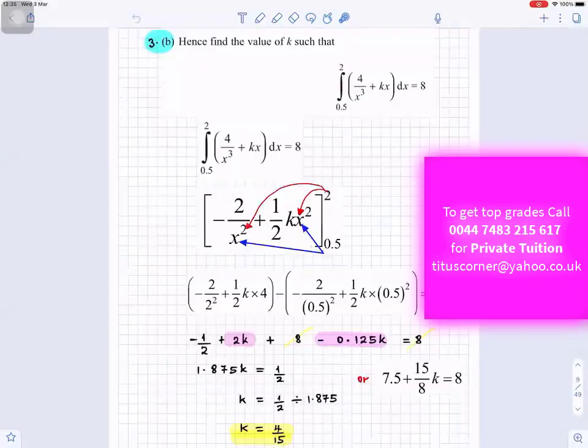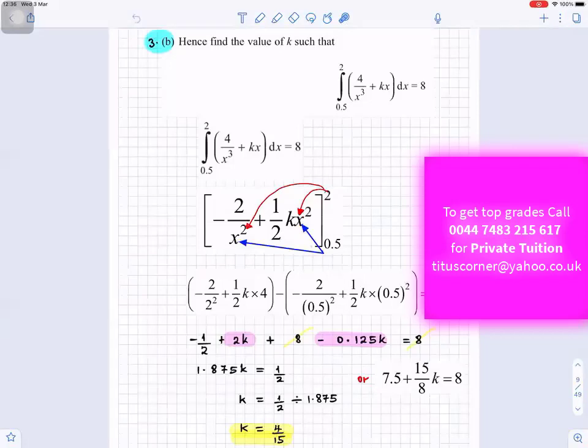So that's your answer for when you integrate it. Question 3b, hence find the value of k. Hence means you use your answer from part A, the answer you had before. That would make it easier. So when we integrated it, we had minus 2x to the minus 2. So we can write it as minus 2 over x squared plus 1 over 2 kx squared. That's what we had from before.